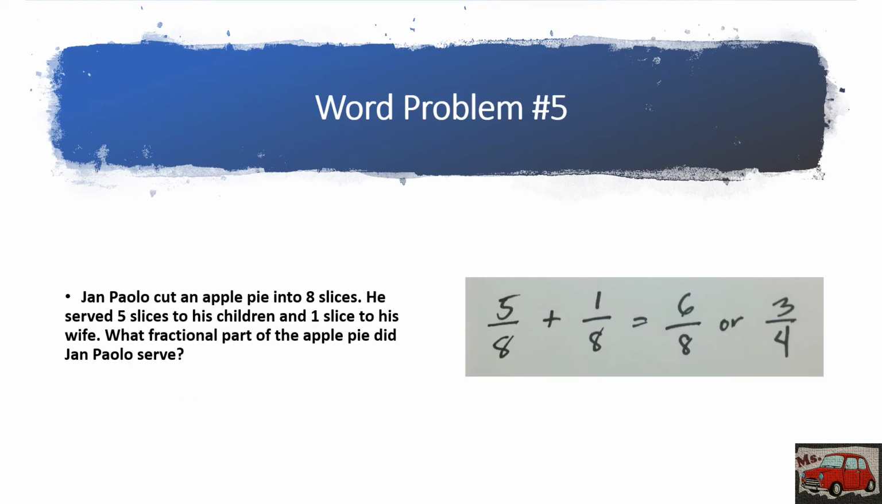Gianpaolo cut an apple pie into 8 slices. He served 5 slices to his children and 1 slice to his wife. What fractional part of the apple pie did Gianpaolo serve?